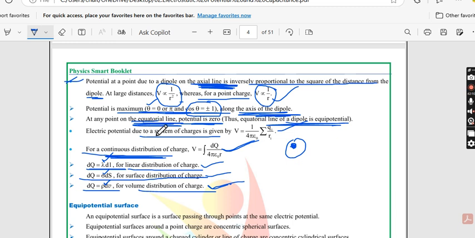The electric potential due to a system of charges is given like this. If you consider a continuous charge distribution, then the equation will be V equals the integral of dq divided by 4 pi epsilon naught R, for linear, surface and volume distributions of charge, where lambda, sigma and rho are the linear charge density, surface charge density and volume charge density. So this is all the concept related to your syllabus.